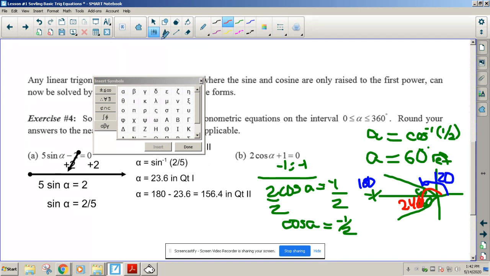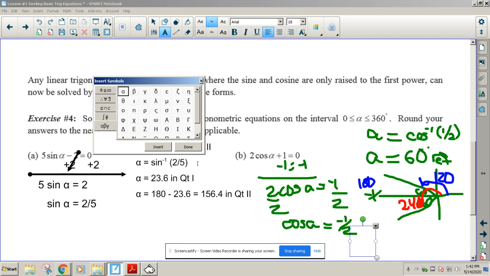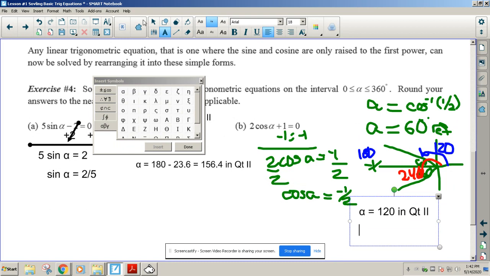So if I take a moment now and I type this up nice and neat, I would say, okay, alpha is equal to 120 degrees in quadrant 2, and alpha could be equal to 240 degrees in quadrant 3.